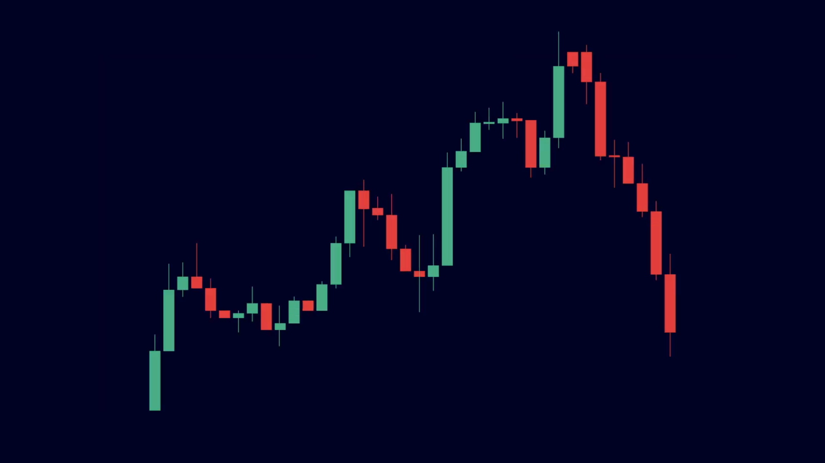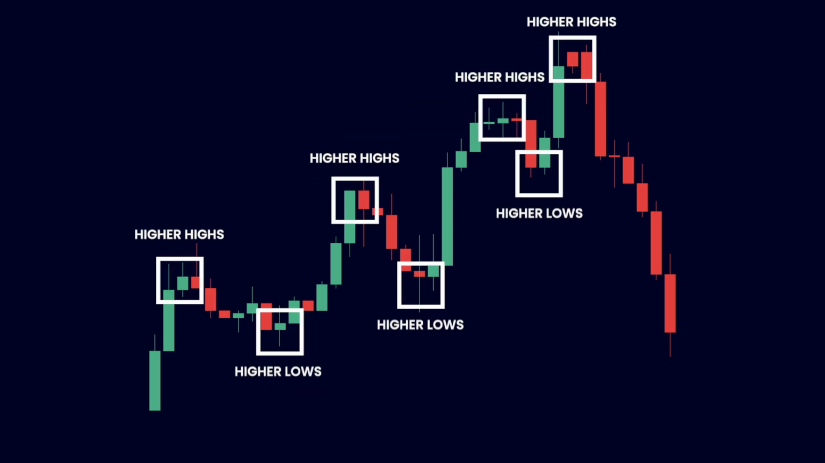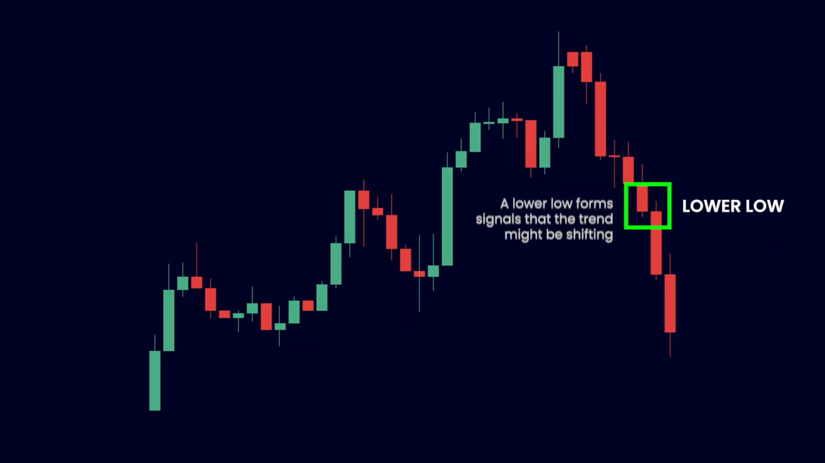First way, you've got the price moving up nicely. Higher highs, higher lows, classic uptrend. Then suddenly the price dips and makes a lower low. That's your first clue that the trend might be shifting.